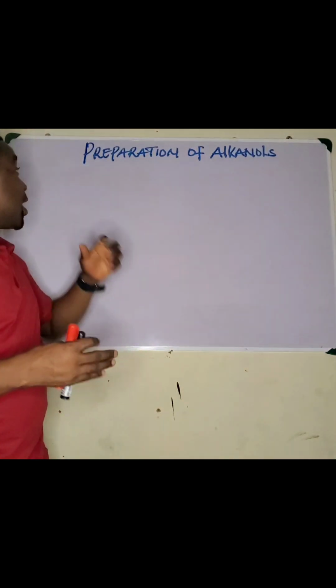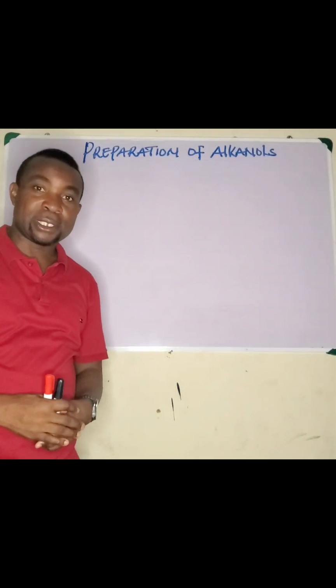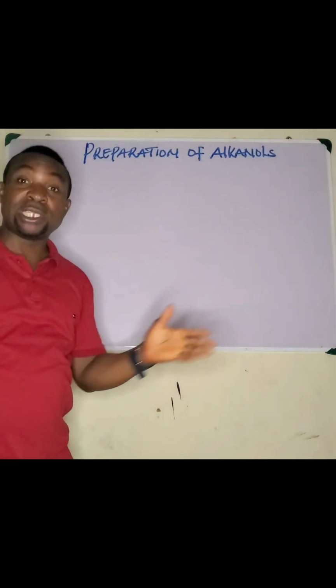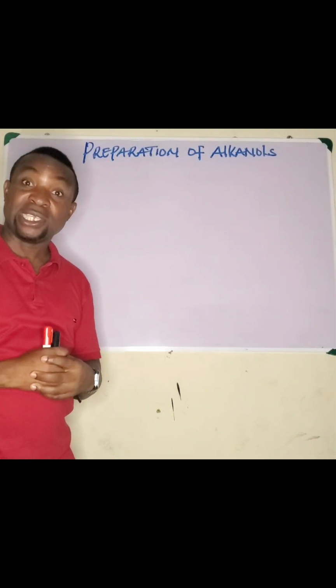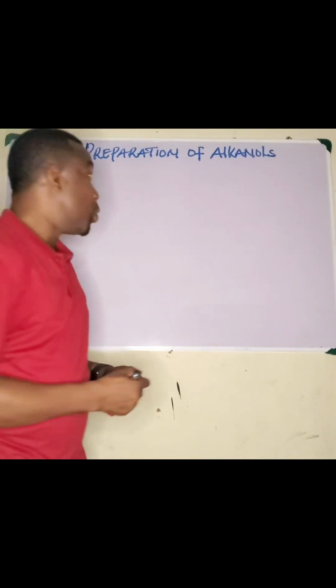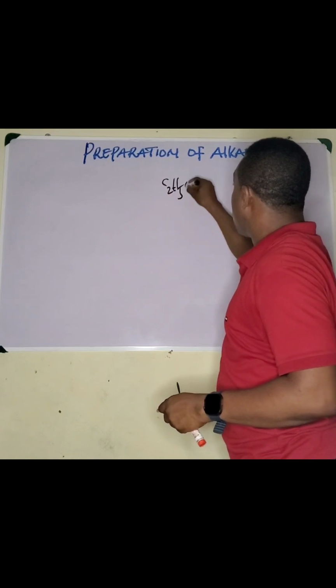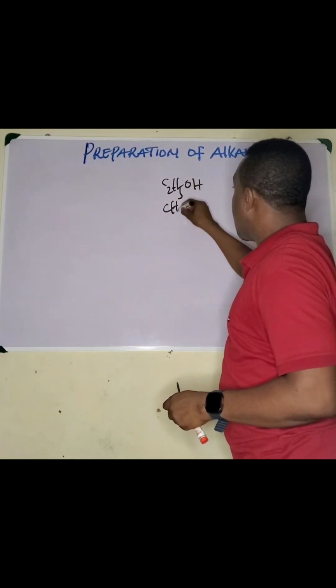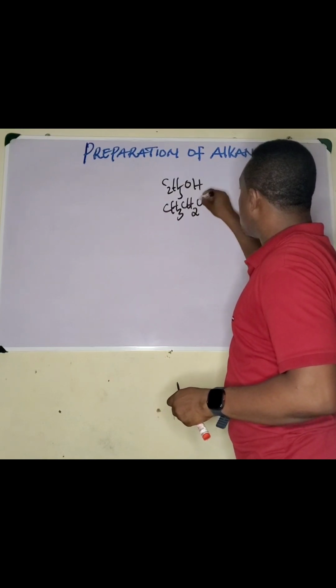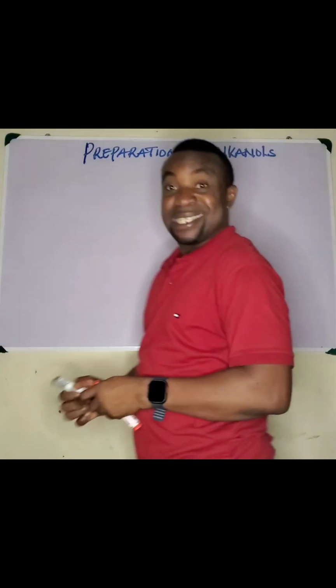And today we have the preparation of alkanols. The popular one among the homologous series of alkanols is ethanol. We all know that the formula for ethanol is C2H5OH, or some people might write it as CH3CH2OH. So this is ethanol.